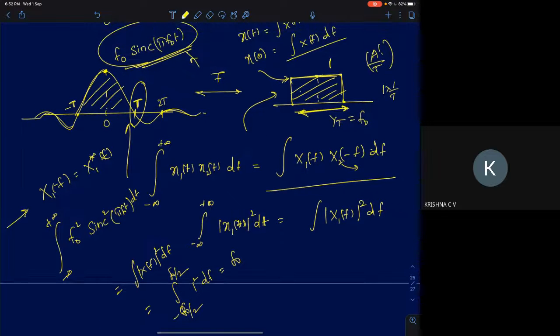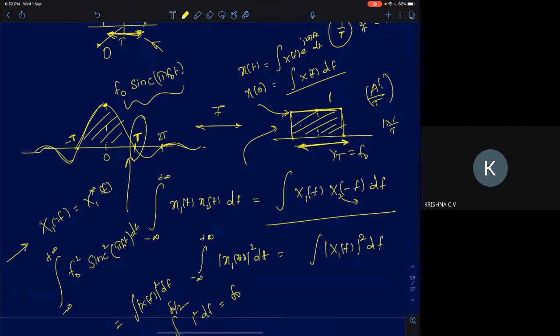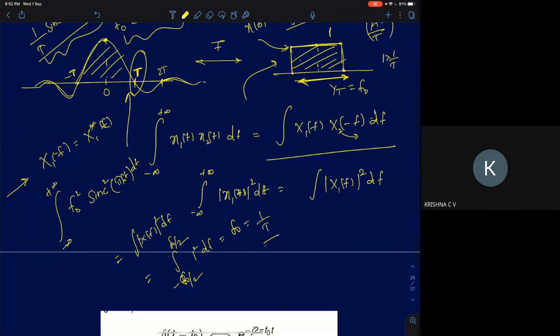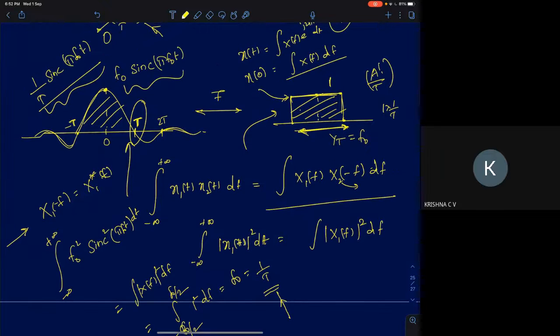Okay. Now, if I want to define it in the time domain, I said that f naught here is 1 by t. Since f naught is 1 by t, I have defined a sinc function of this type: 1 by t sinc pi f naught t. This is your sinc function in the time domain. The energy of this signal is f naught, which is equal to 1 by t. The energy of this signal is also equal to 1 by t. Okay, it's a very useful property.